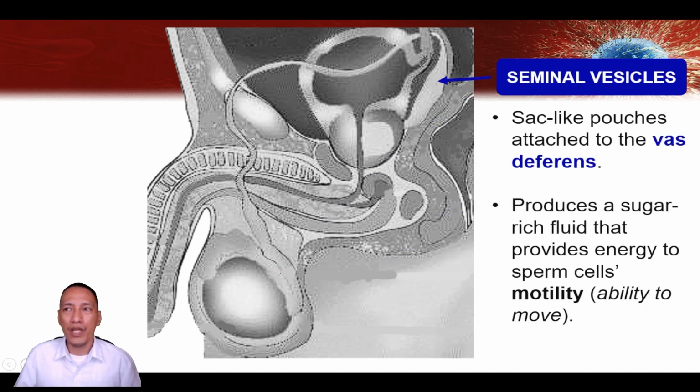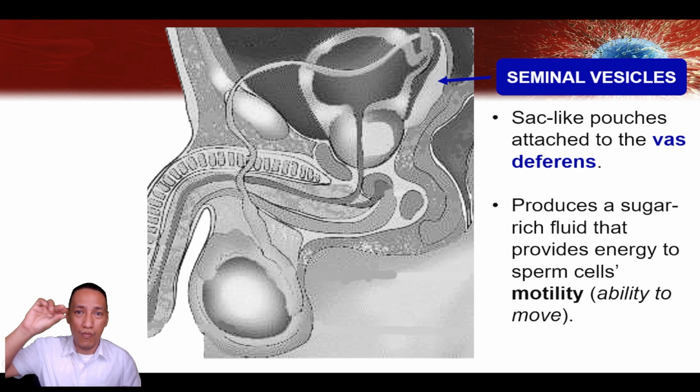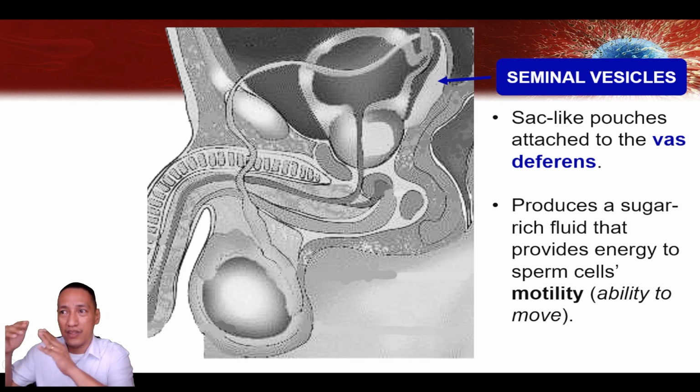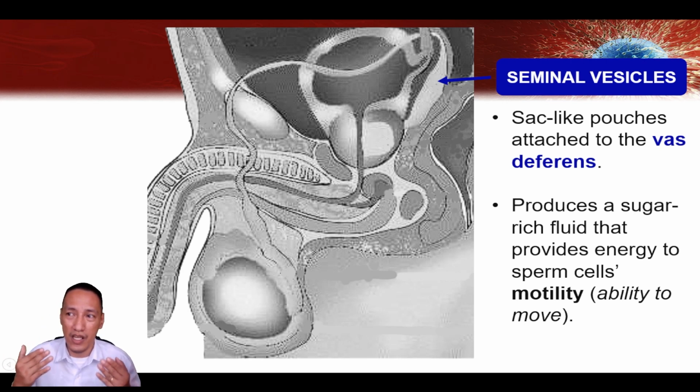cells. We now have what we call the seminal vesicle. Ito ay isa sa mga dinudugtungan ng vas deferens kanina, yung galing sa testes, may tubo, which is the vas deferens, and then it connects itself, yung vas deferens na connecta sa tinatawag na seminal vesicle. The seminal vesicle is like a sac-like pouch attached to the vas deferens. Pouches, sabi niya dito, kasi dalawa naman ang testes, so dalawa ang ating vas deferens, so dalawa rin ang ating seminal vesicle. Kaya nga sabi niya, seminal vesicles.